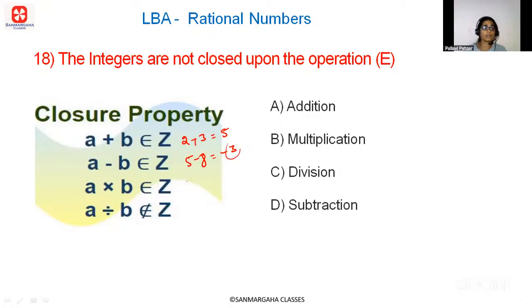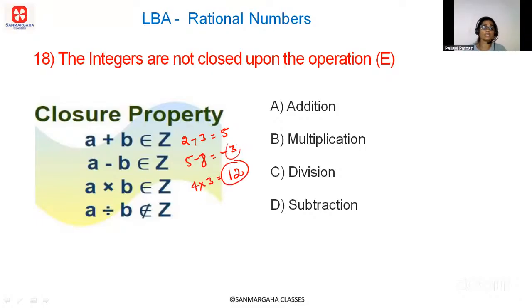So next, multiplication. So multiplying two integers always results in another integer. For example, 4 into 3. So this is equal to 12. So this is closed under multiplication.